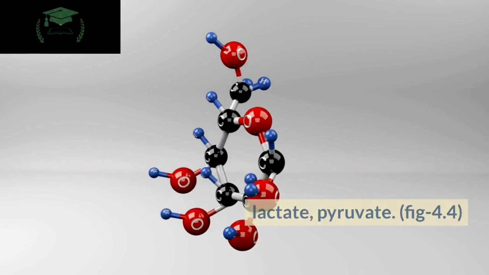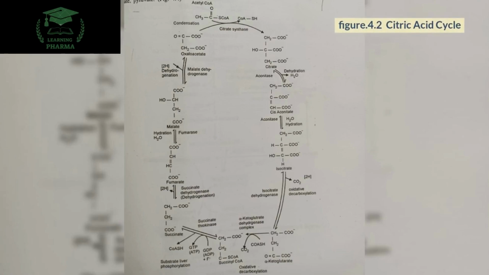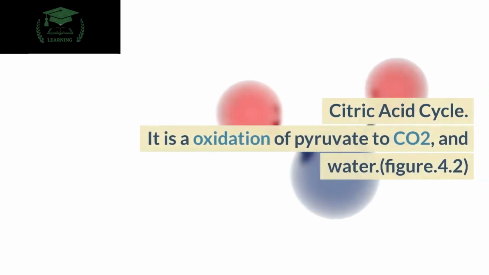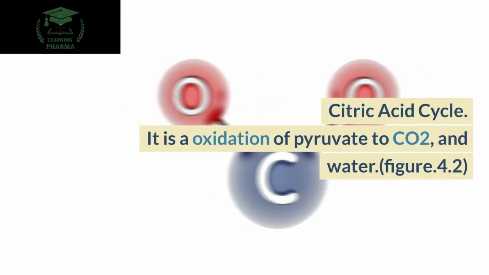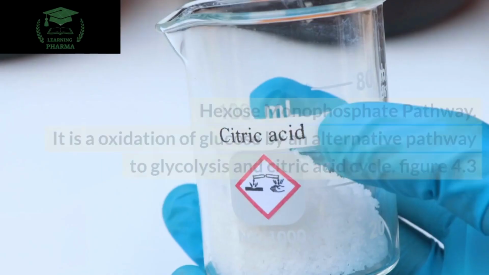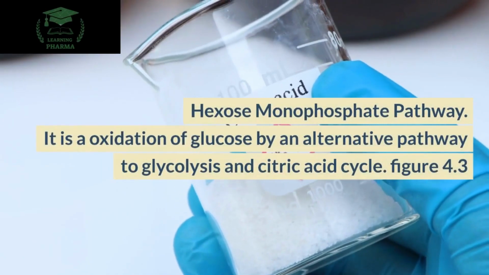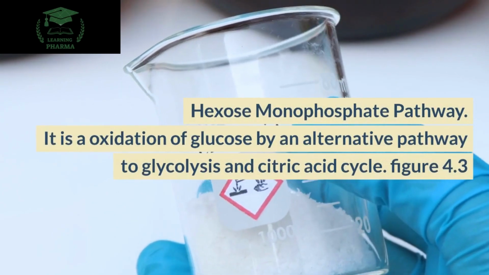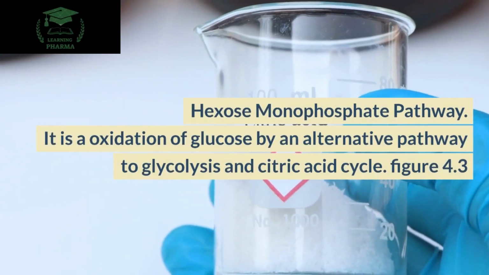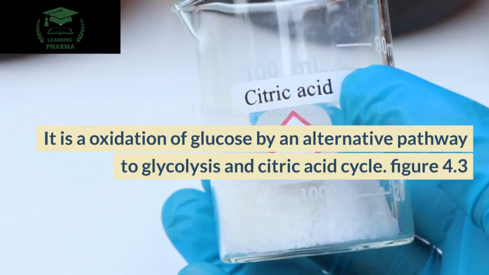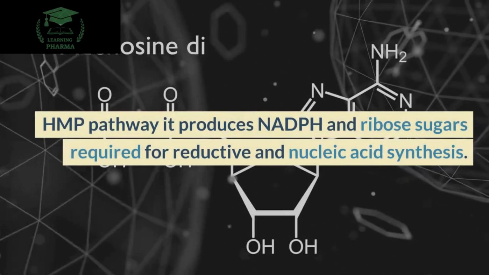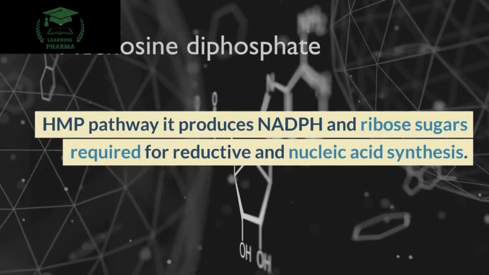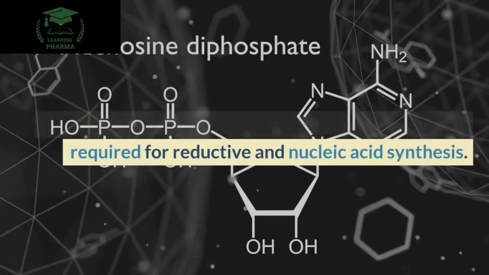Fig. 4.4. Figure 4.2 Citric acid cycle. Citric acid cycle: it is the oxidation of pyruvate to CO2 and water. Figure 4.2. Hexose monophosphate pathway: it is the oxidation of glucose by an alternative pathway to glycolysis and citric acid cycle. Figure 4.3 The HMP pathway. HMP pathway produces NADPH and ribose sugars required for reductive and nucleic acid synthesis.